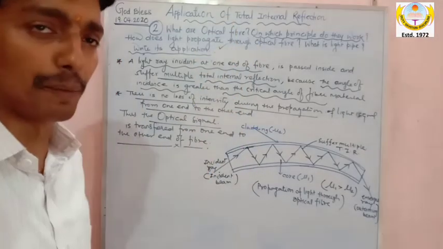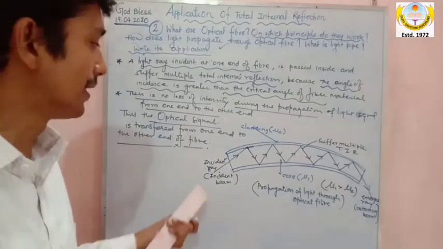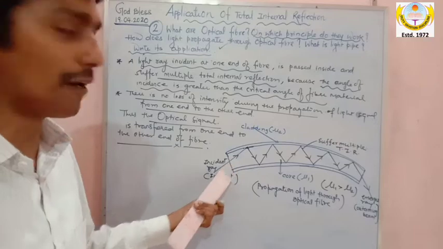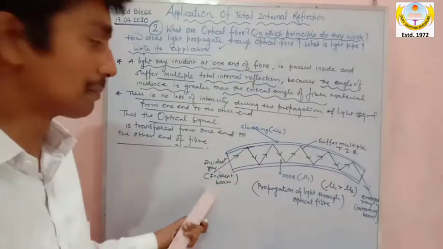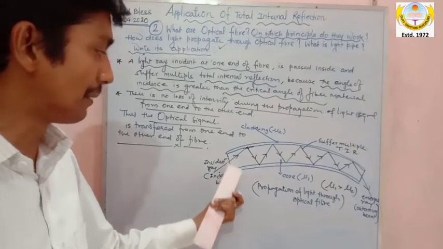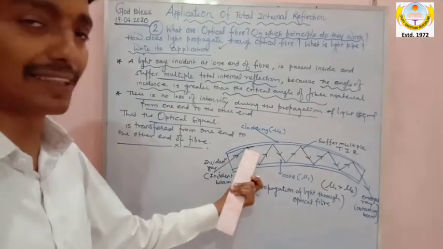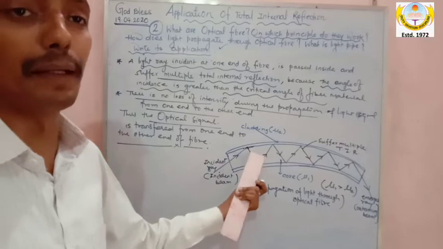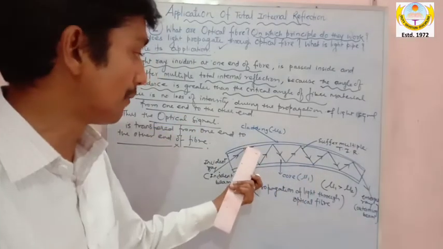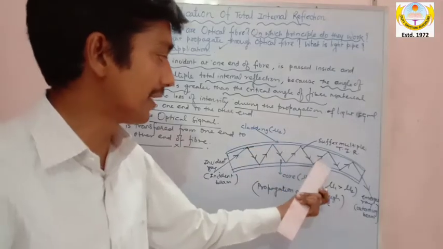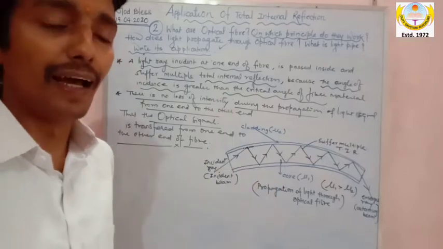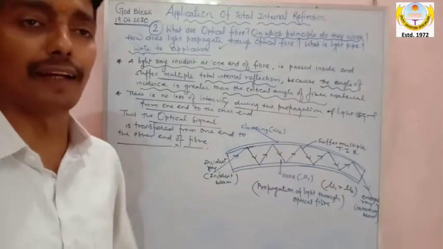So how does the light propagate through optical fiber? Very simple, sir. When a light ray is incident on one end of the fiber, you can say, it is passed inside. This light ray is incident at one end of the fiber. This is one end. It is passed inside and suffers multiple total internal reflection. Not one total internal reflection. 1, 2, 3, 4, 5, 6, 7, 8, 9. Multiple total internal reflection. And why does it suffer multiple total internal reflection?